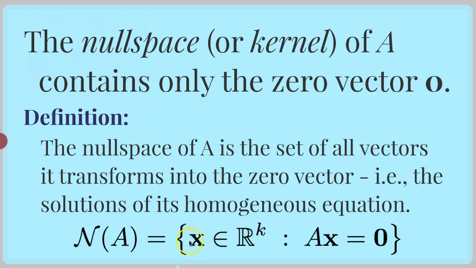It's the set of all x's such that A times x gives me the 0 vector. In other words, the null space of a matrix is exactly the set of all solutions of its homogeneous equation. So it's what we get when we solve Ax equals 0. That's by definition the null space of a matrix A. So what does this null space have to do with linear independence?